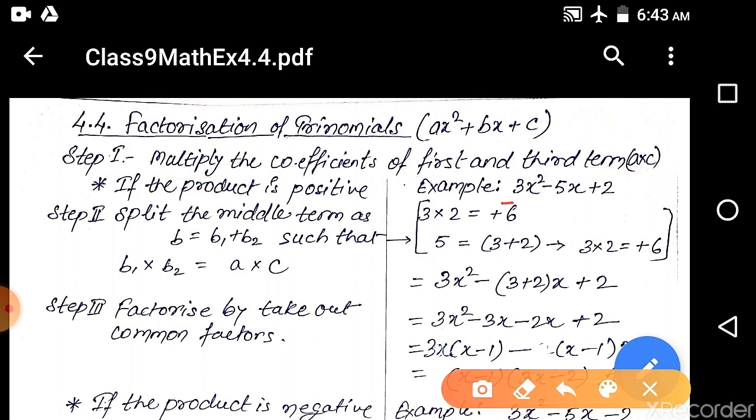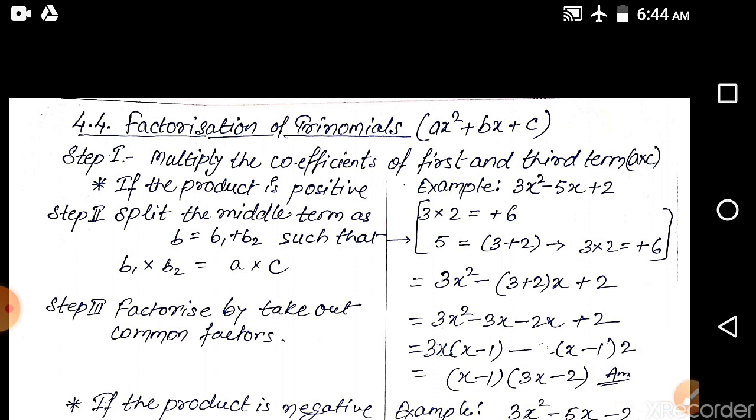This is the example 3x square minus 5x plus 2. So here we will multiply this 3 and this 2. Both are positive. So that means 3 into 2, 3 into 2 is plus 6. That means the product is, here I have mentioned, if the product is positive. So here we got the product as plus 6. That means a positive number, because 3 is plus here and 2 is also plus here. So plus 3 into plus 2 is plus 6. Now remember that the product is plus 6, that means a positive product.